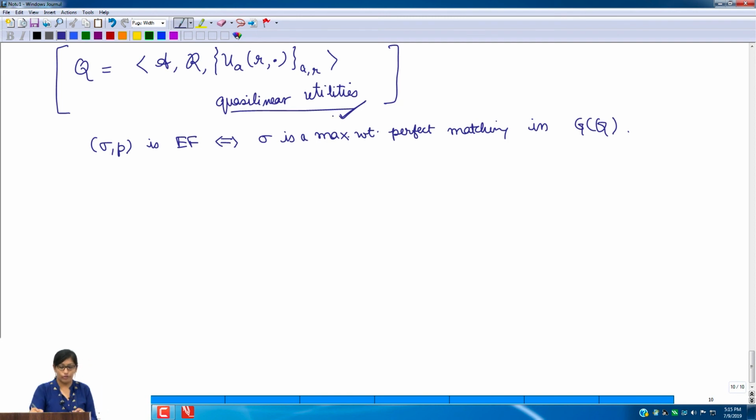I did want to do the LP duality, but let's see if we get time. Tomorrow we can have a look at it. Any questions with this particular model of rent division? Okay, then I'll stop.